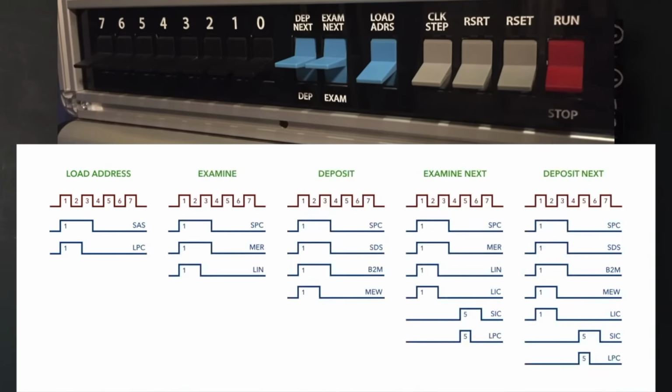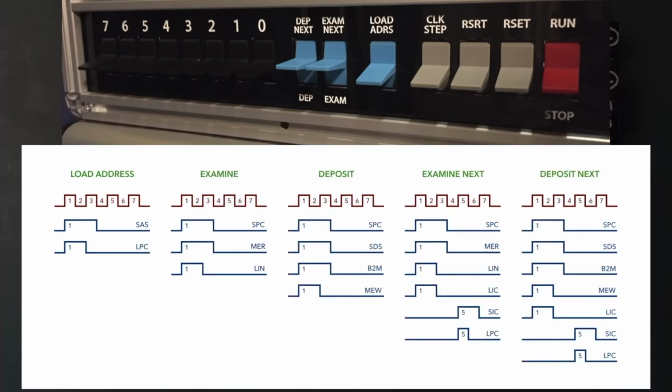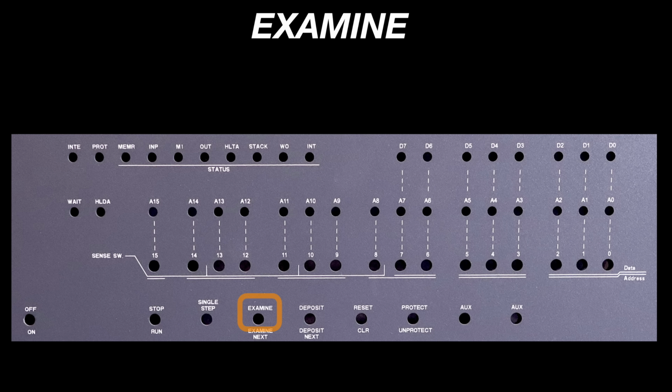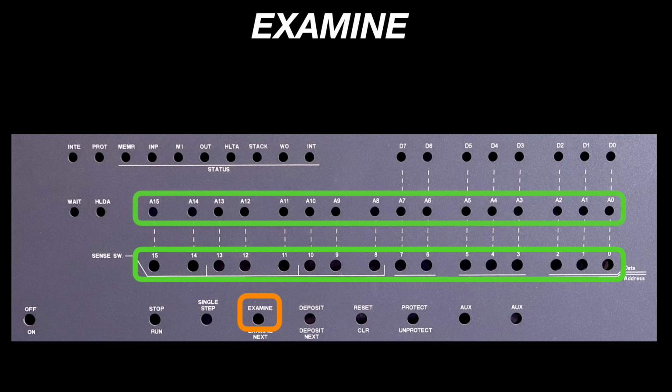And since I want to model my front panel functions to those on the Altair, I'll need to combine these first two and also change up the order of the examine and deposit next functions. So let's start with the examine function. Examine will take whatever value is currently on the toggle switches and load the program counter or address with that value. It then displays whatever value is at that memory address.